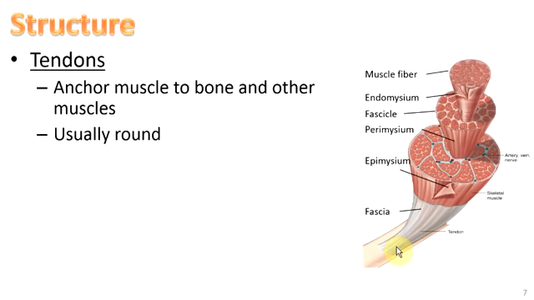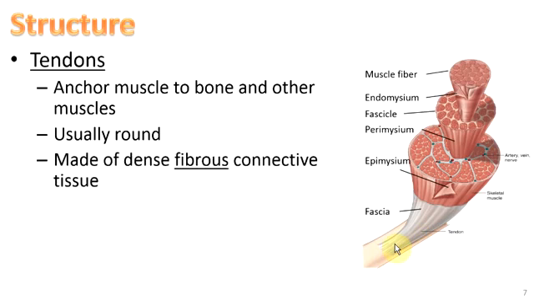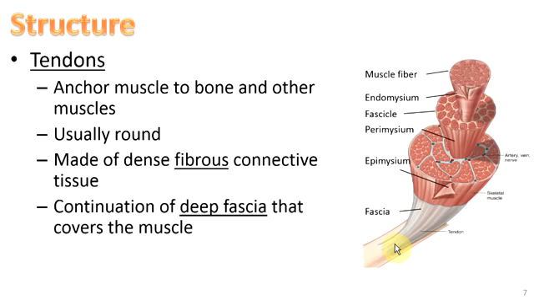The example I usually use is the bicep. As the muscle ends, the deep fascia continues on and is what becomes the tendon, and so they're generally going to be round. They're made of dense fibrous connective tissue, as you remember from previous chapters, which is primarily made of collagen fibers. And as I said, it's a continuation of the deep fascia.